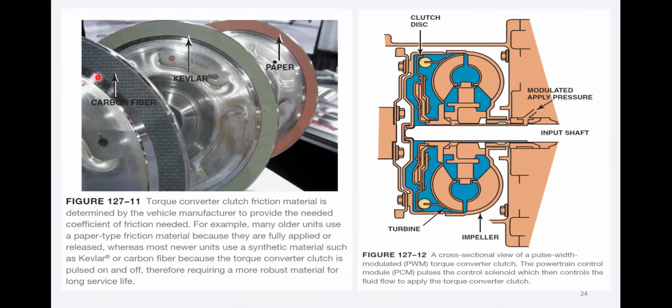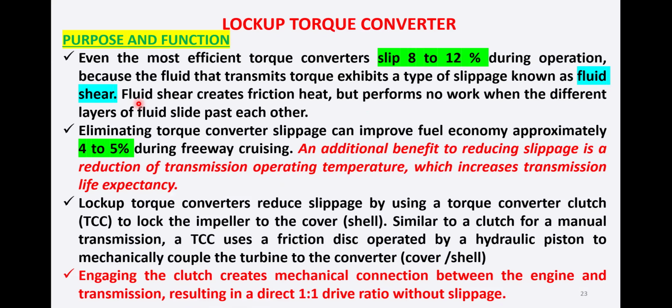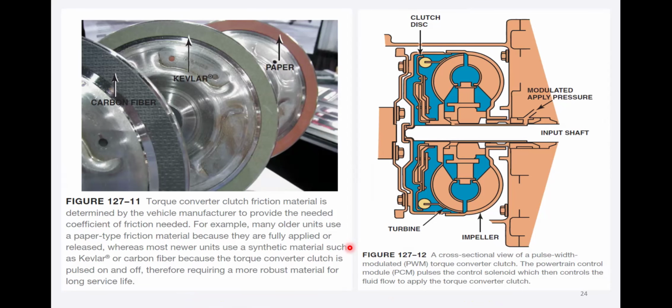So this is the figure in which we are using this torque converter clutch friction disc. So these are the torque converter friction discs. Torque converter clutch friction material is determined by a vehicle manufacturer to provide the needed coefficient of friction. So it is designed very carefully by the OEM, or the vehicle manufacturer, so that it should have enough friction to engage.